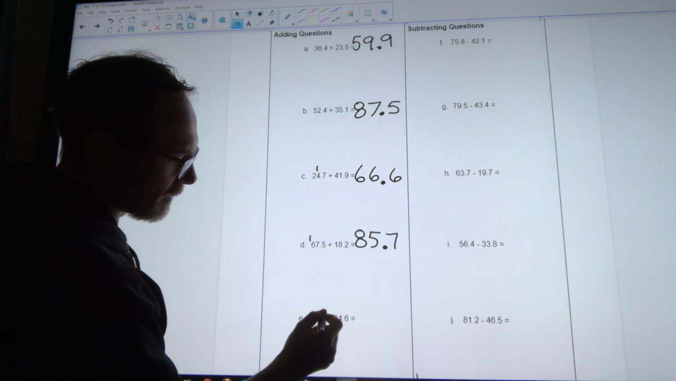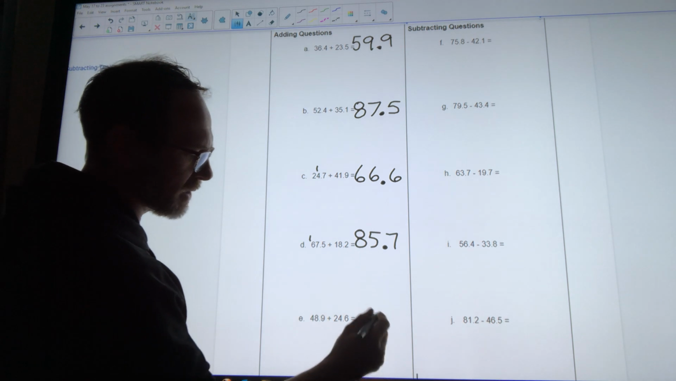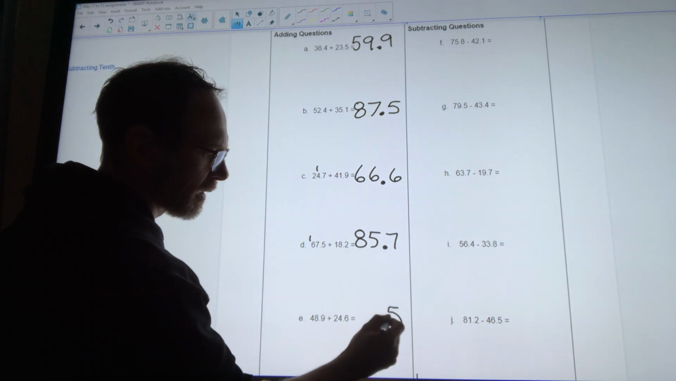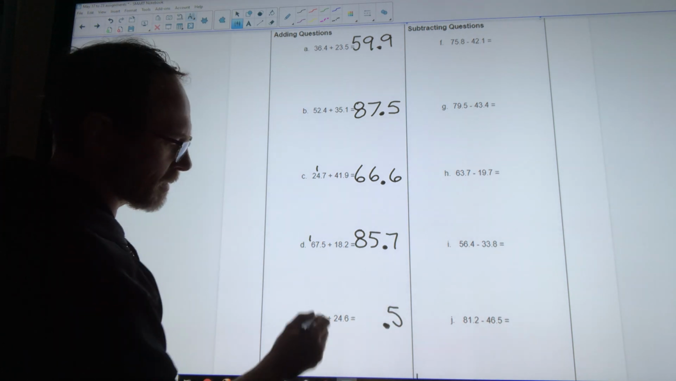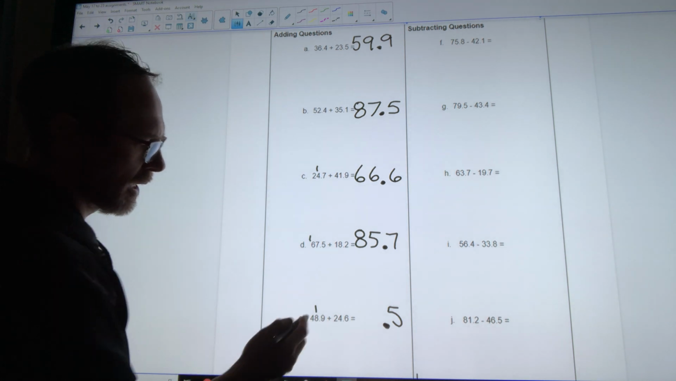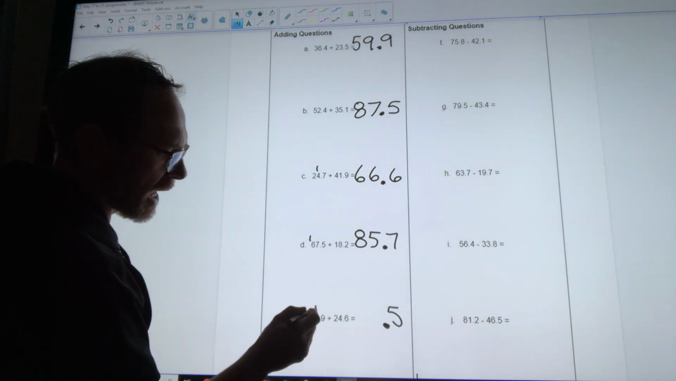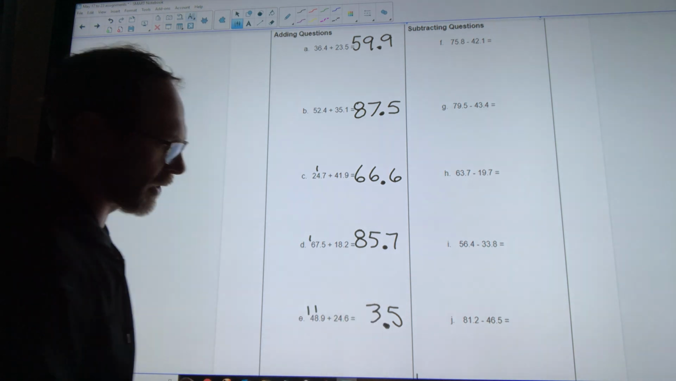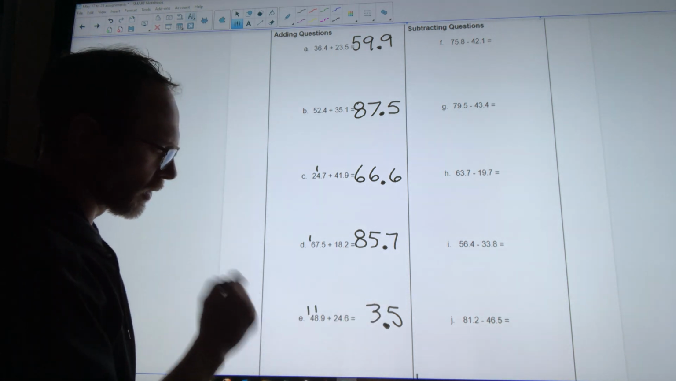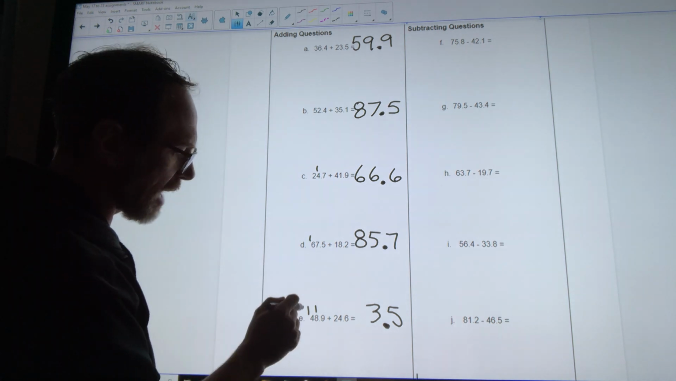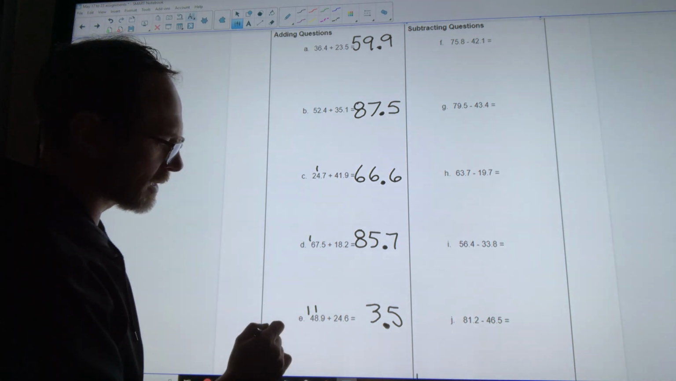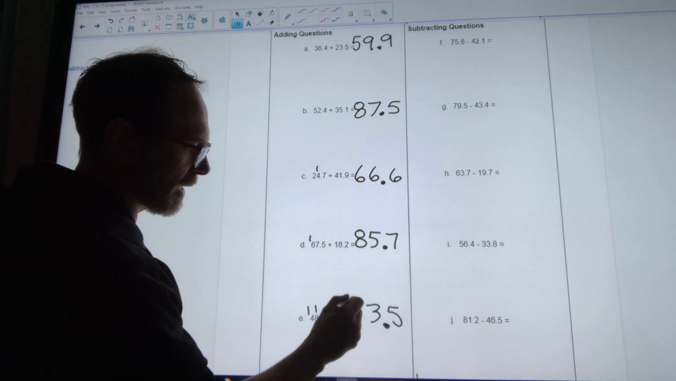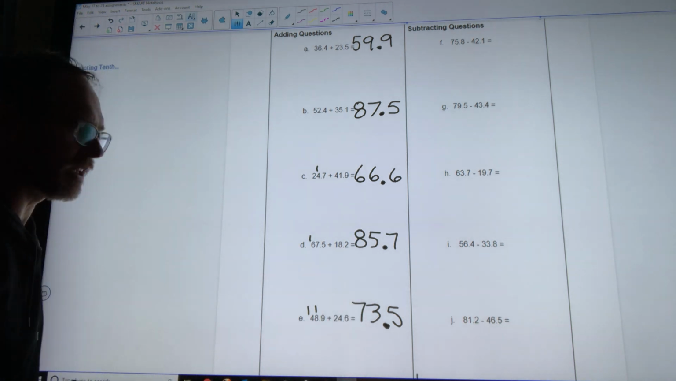For E, I have 9 plus 6 in the tenths place, so that's 15. I'm going to put a 5 in the tenths place and carry a 1 over to the ones. Then the ones, I have 1 plus 8, which is 9. 9 plus 4, which is 13. So I'll put a 3 in the ones place and carry my other 1 over to the tens place. Now, 1 ten plus 4 tens is 5 tens, plus another 2 is 7 tens. So that's 73.5.